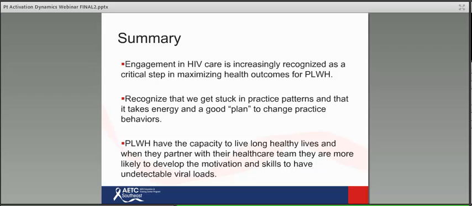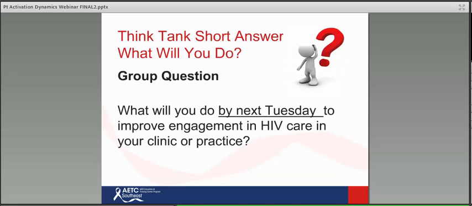And thirdly, people living with HIV have the capacity to live long, healthy lives. We know this, but our clients and their families and their friends may not know this. And so we want our patients to partner with us, and we want to do everything we can to be good partners to our clients and be part of the healthcare team that helps them move and develop their ability to motivate themselves, to use their internal motivation and the skills that they're building slowly to have undetectable viral loads.